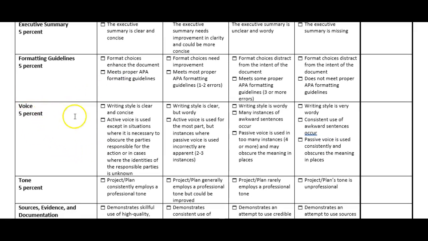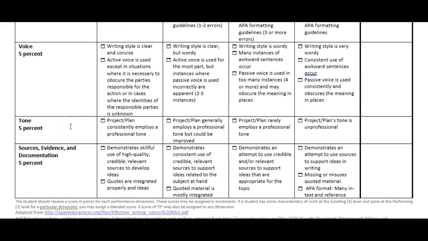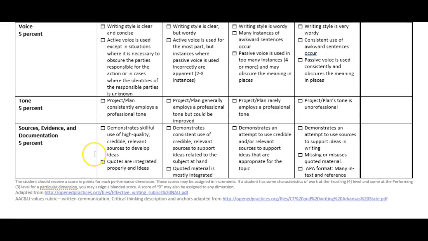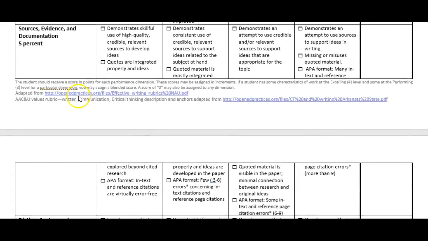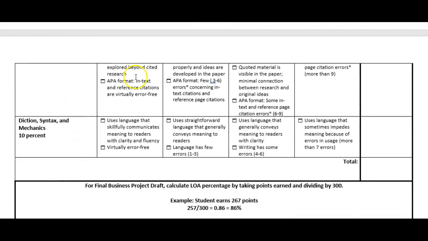When it talks about voice here, it recommends using active voice. Okay, so rather than say he does need to understand, say something like he understands. You want to have a professional tone, and you want to proofread. Make sure that you have the right sources, the right evidence, the 15 minimum resources, that they're formatted correctly, and that you don't have a lot of mistakes in your paper.